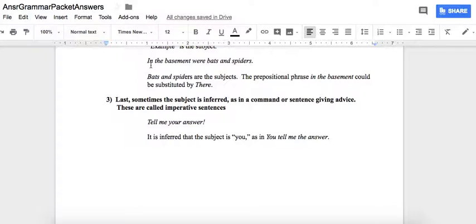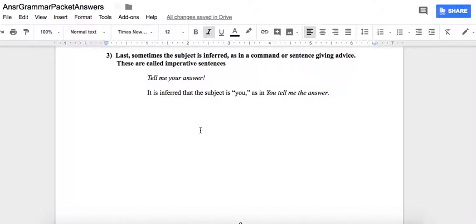Here we have another where a prepositional phrase, "In the basement were the bats and spiders." The prepositional phrase "in the basement" could be substituted by the word there. So even though this is a sort of unusual construction and we don't usually write or talk like that, sometimes this can happen where if we can replace that prepositional phrase with "there were the bats and spiders," it's the same construction, and bats and spiders is the subject, and were is our verb.